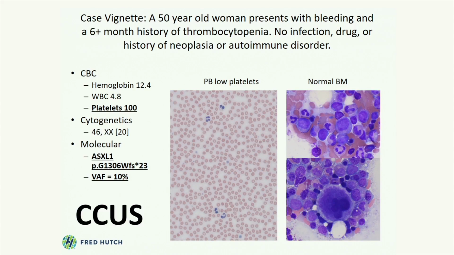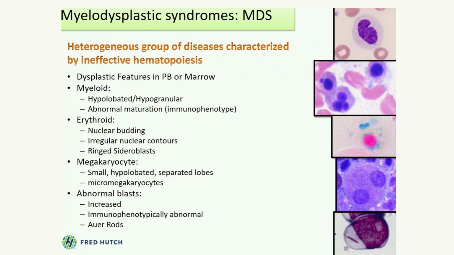All right, we all learned what these four-letter acronyms are. So in this second section of my talk, we're going to go through myelodysplastic syndrome proper. This describes a group that is fairly heterogeneous. It's characterized by ineffective hematopoiesis. You have dysplastic features either in the peripheral blood or the marrow.